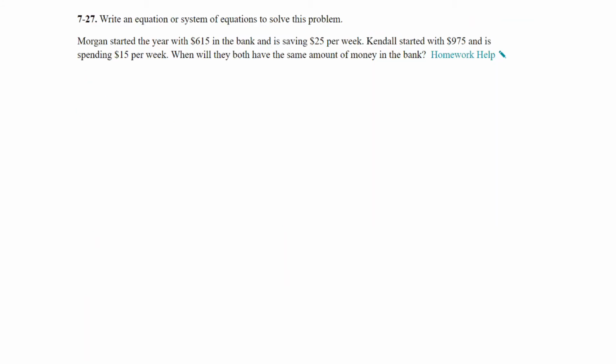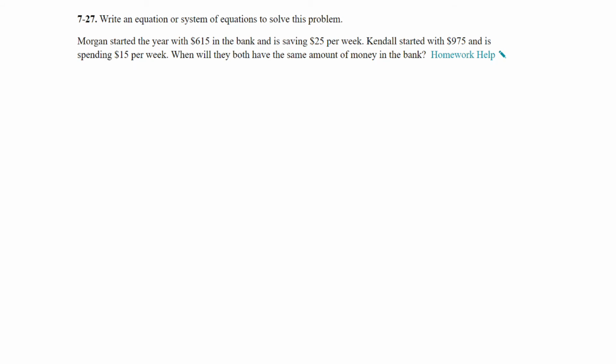Question 27. Write an equation or system of equations to solve this problem. Morgan started the year with $615 in the bank and is saving $25 per week. Kendall started with $975 and is spending $15 per week. When will they both have the same amount of money in the bank?